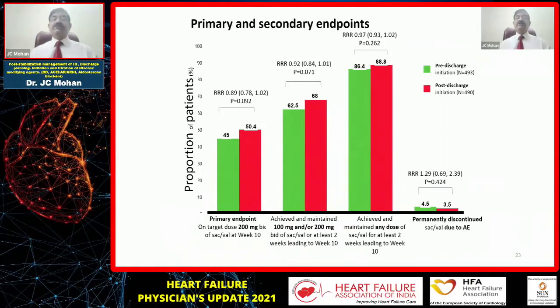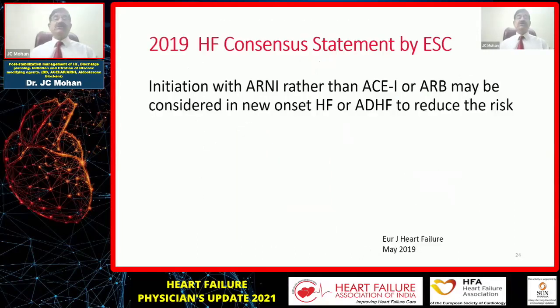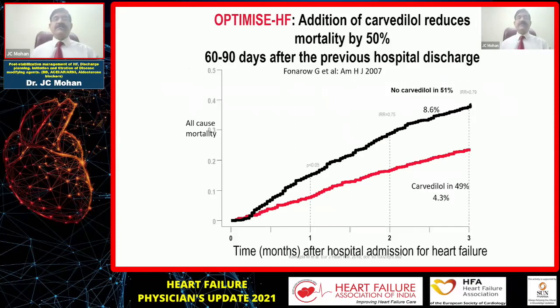Multiple ways of making patients tolerate ARNI are available, and you could start with smaller doses. You may not start the other blood pressure lowering drugs initially, and so on and so forth, or you could cut down the use of diuretics. So the 2019 heart failure consensus statement by ESC says that initiation with ARNI rather than ACE inhibitor or ARB may be considered in new onset heart failure or ADHF to reduce the risk.